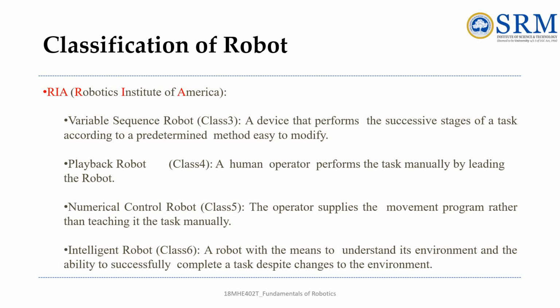In this class a human operator guides the robot manually to perform the task. And class 5 is numerical control robot. These robots receive movement instructions from the operator in the form of a programmed sequence rather than manual teaching. And class 6 is intelligent robot. These advanced robots have the capability to understand their environment and adapt to changes in order to successfully complete tasks.